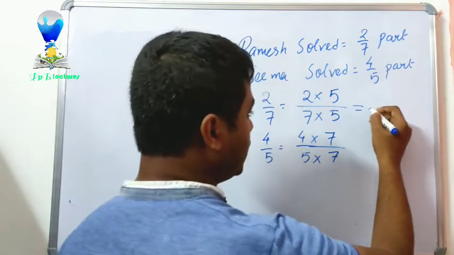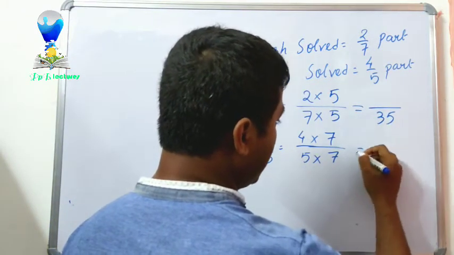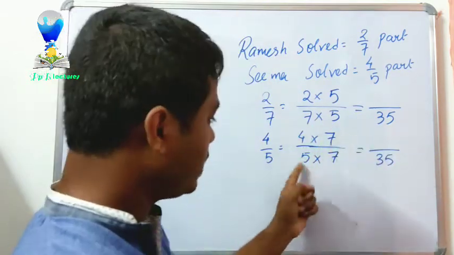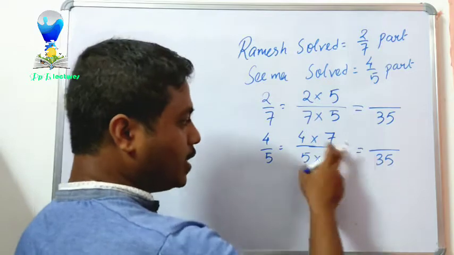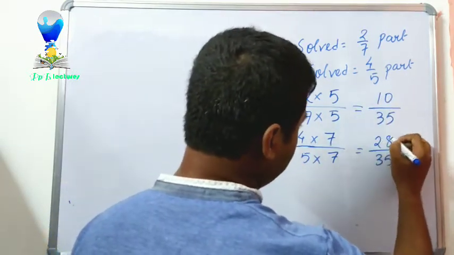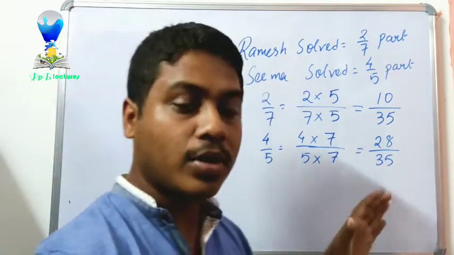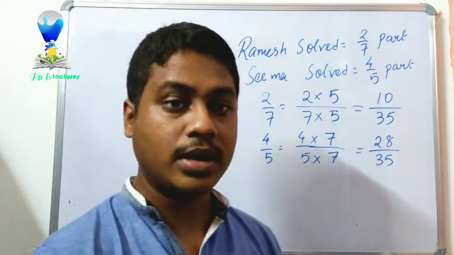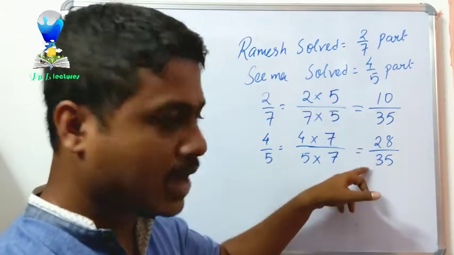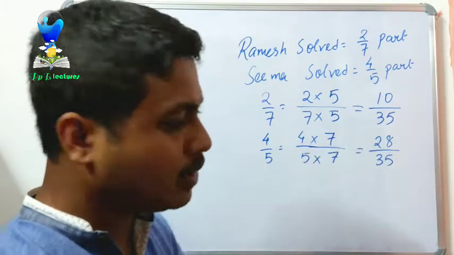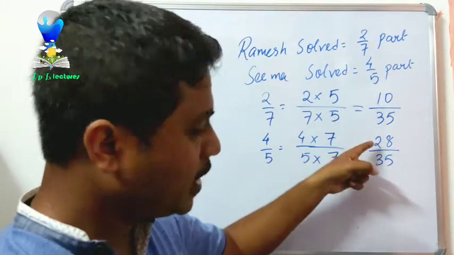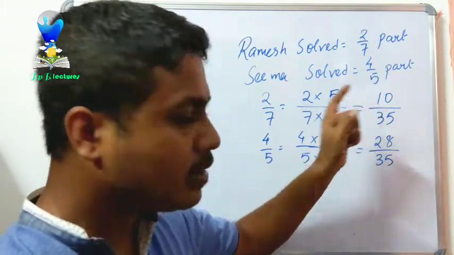Okay, then after this, so this will be 35, and also you can see this number is also 35. So 7 5s are 35, 5 7s are 35. So now the denominator is the same. So it will be 10/35. Now it will be 28/35. Now you can compare which one is a smaller number and which one is a bigger number. So you see the numerator value, because the denominator is exactly the same. Then you see the numerator value which is showing the bigger number. Out of 10 and 28, 28 is bigger and 10 is smaller.